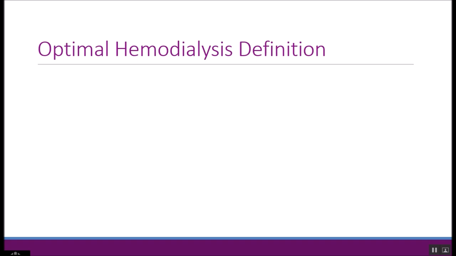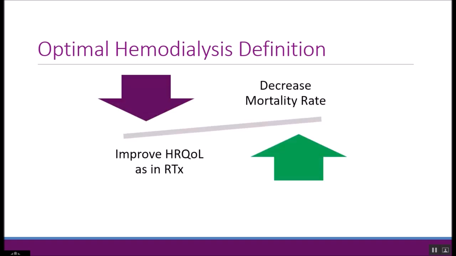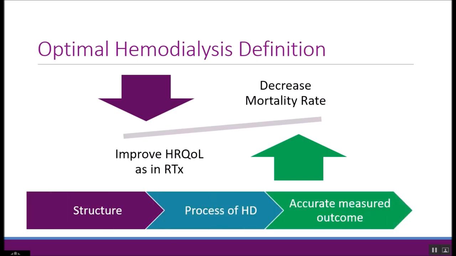Now, what is optimal hemodialysis? Ask yourself what you feel optimal hemodialysis should be. In two single words, the optimal hemodialysis definition should improve health-related quality of life, as in patients with renal transplantation at least, as well as decrease the mortality rate. You need to move from a good structure of hemodialysis units to a process of hemodialysis with different hemodialysis techniques and safety measures. Then finally, what is the accurate measured outcome, not only for mortality, but also for the associated comorbidity?